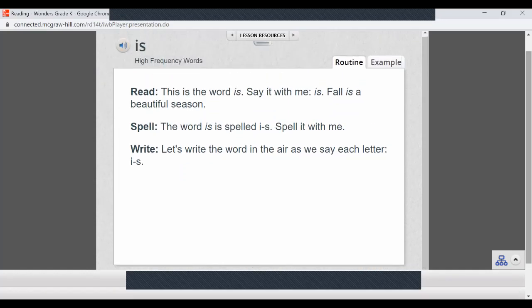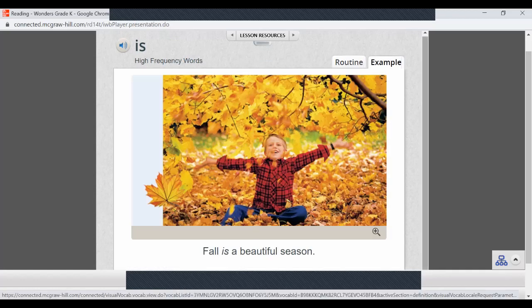Is. That's a high frequency word. Say is. Fall is a beautiful season. Can you spell is with me? I-S. Is.